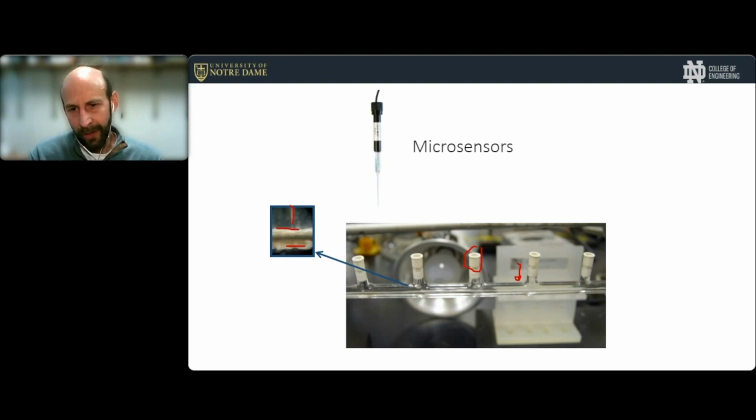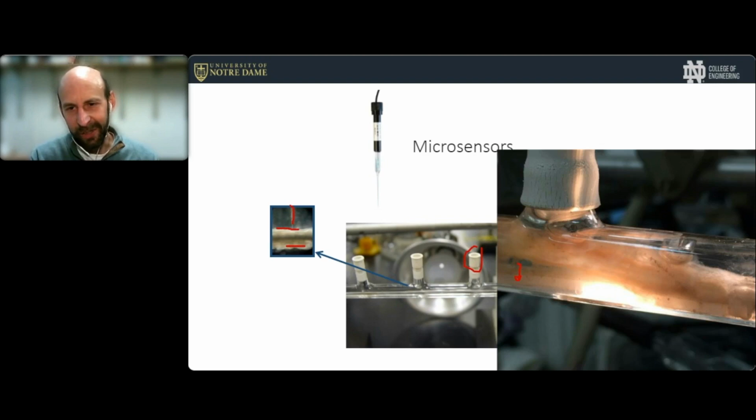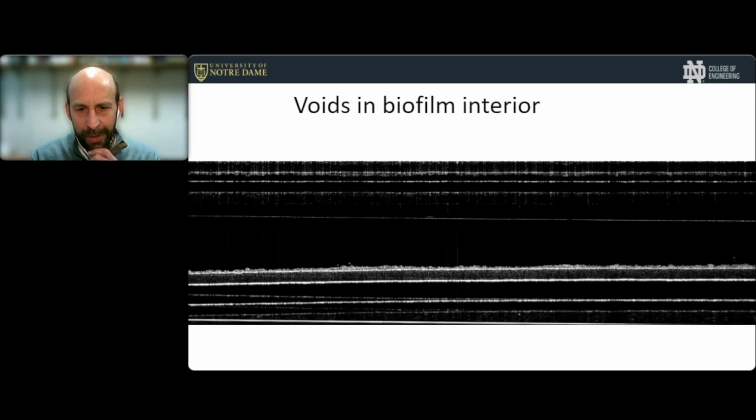And here's a picture of a pretty thick biofilm. They're not always this thick, but just an example. You can see this is a square section flow cell, which makes it nice for the OCT imaging. Okay, so here's an example.